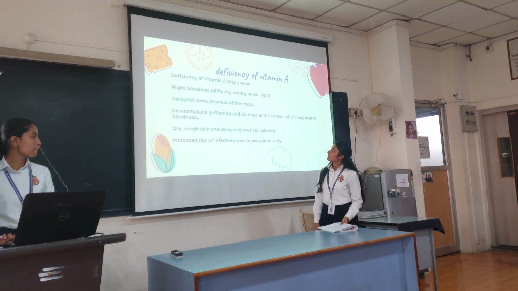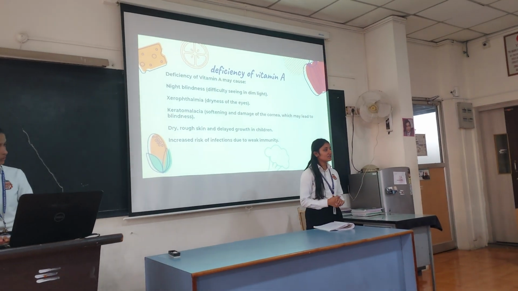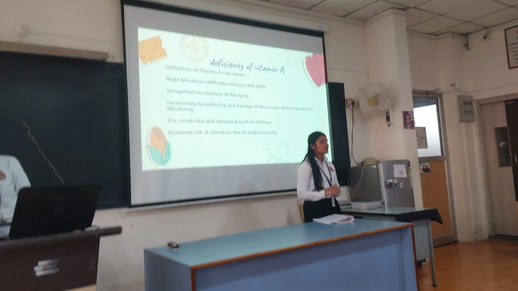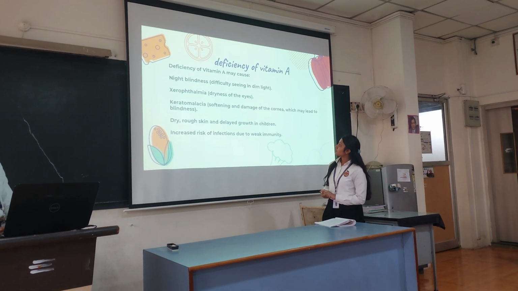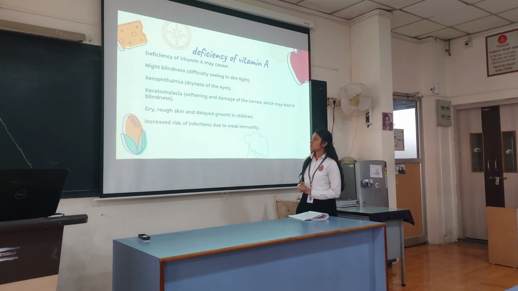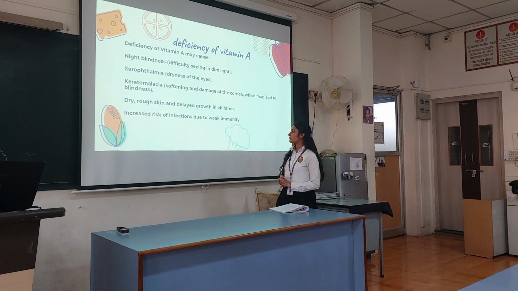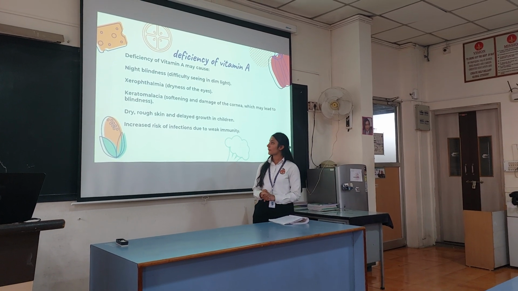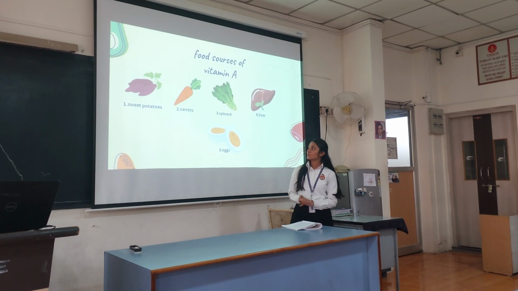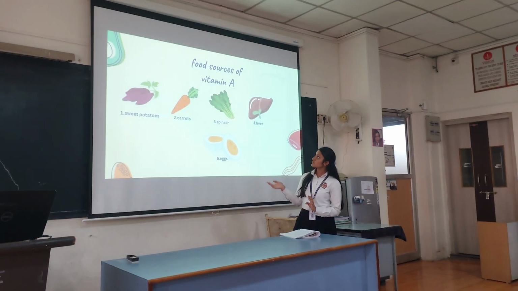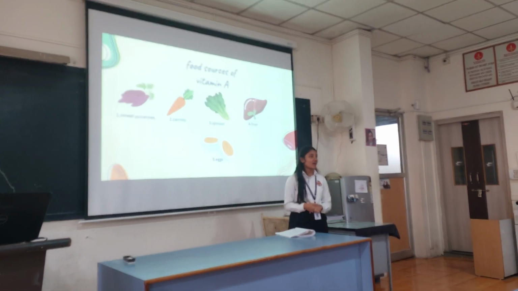Deficiency of vitamin A results in night blindness, difficulty seeing in dim light, and as the sun sets, the person can't see clearly. It also causes dryness of eyes, softening and damage of the cornea, which may lead to blindness, dry, rough skin, delayed growth in children, and increased risk of infection due to weak immunity. Food sources of vitamin A are sweet potatoes, carrots, spinach, liver, eggs and many others.